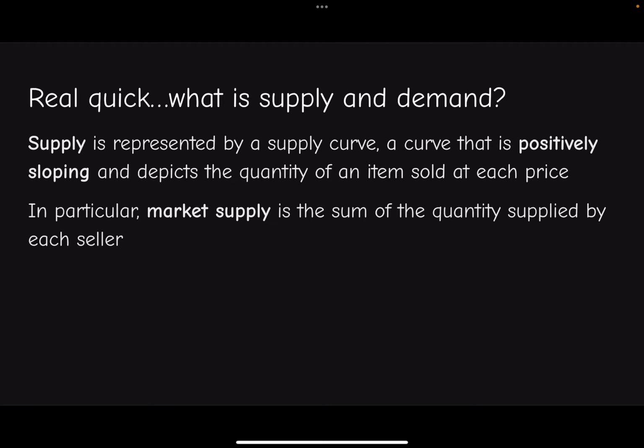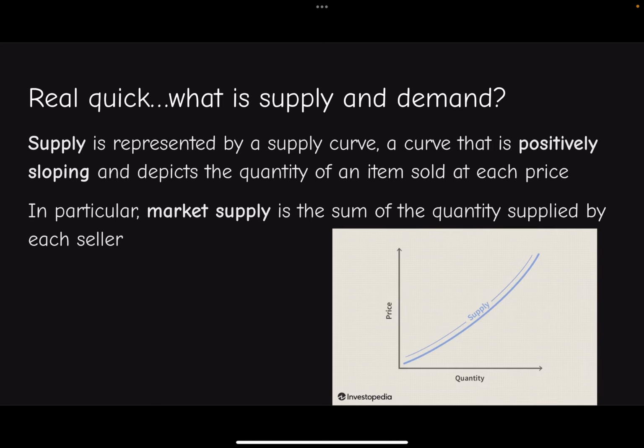Moving on to supply, it's kind of the same thing, except instead of consumers, we're going to be looking at sellers. And so once again, we're going to be looking at market supply, which is the sum of the quantity supplied by each seller. That would be represented by a curve that looks something like this. It's notably positively sloping, unlike the demand curve.